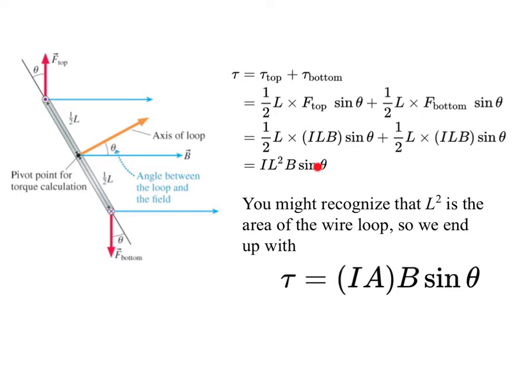Don't worry that much about this. Don't even worry if it doesn't come out. But the most important thing is that we notice that L squared turns out to be the area of our current loop. And so we end up with that the torque is the current times the area, all times the field times the sine of the angle between them.